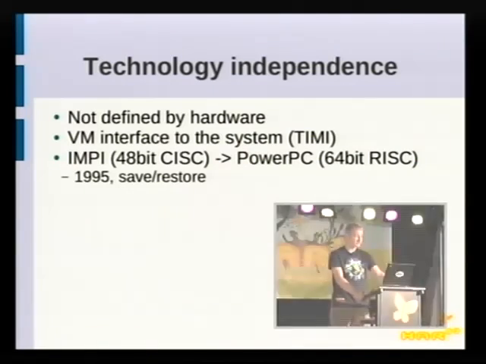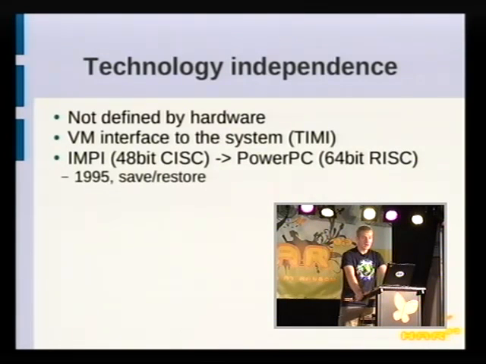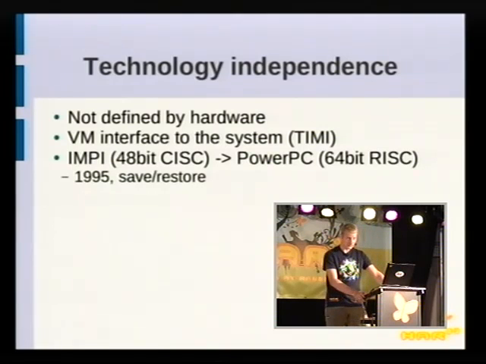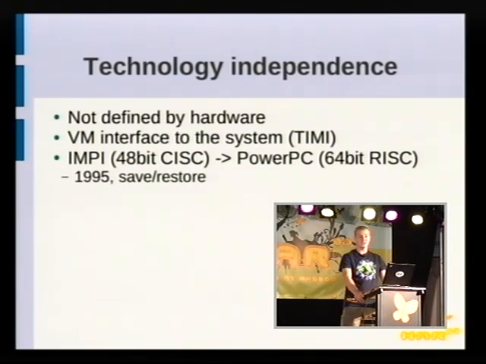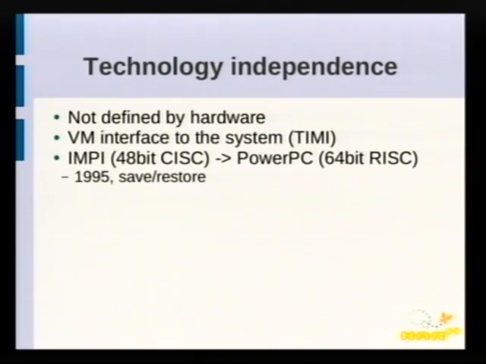So, first one is technology independence. That means that IBM I is not defined by hardware. It actually talks to a virtual machine interface called the technology independent machine interface. And this technology independence was also demonstrated in 1995 when the system moved from 48-bit CISC to 64-bit RISC system. Customers could just save their programs on the old system and restore them on the new system, and they would just work. They didn't have to recompile them.